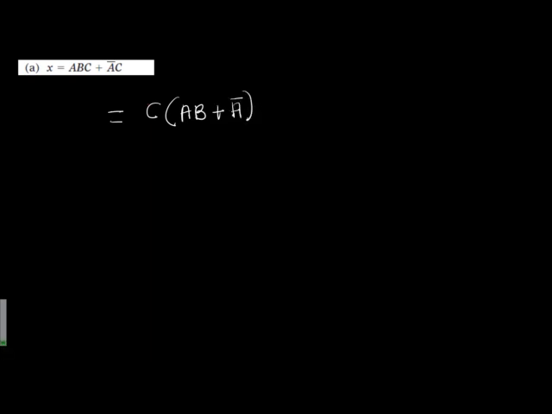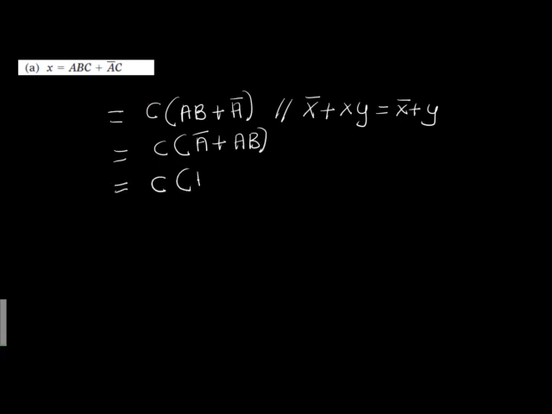From here you can see we can apply theorem 15b, which is x bar or with xy equivalent to x bar or with y. If you can't see it still, let me write it down in order: A bar or with AB. Can you see that? So we can write down C, A bar or with B. So this is your answer for X. Okay, so the next one.